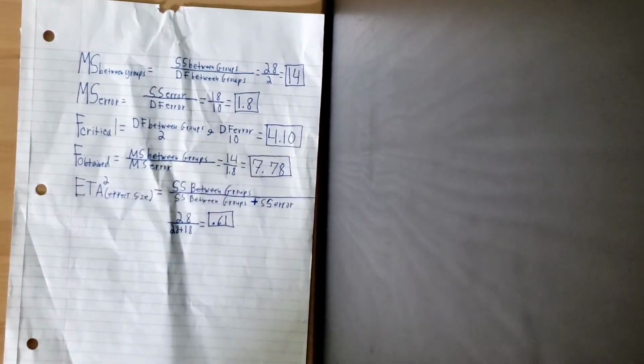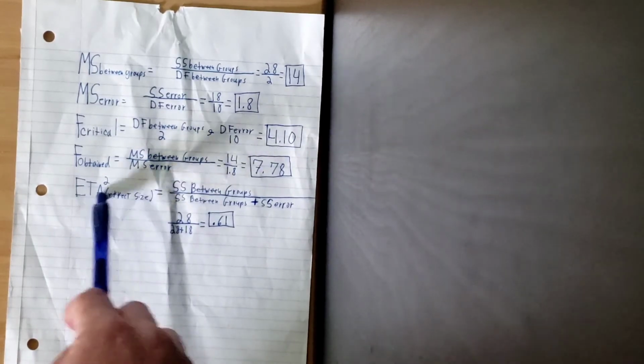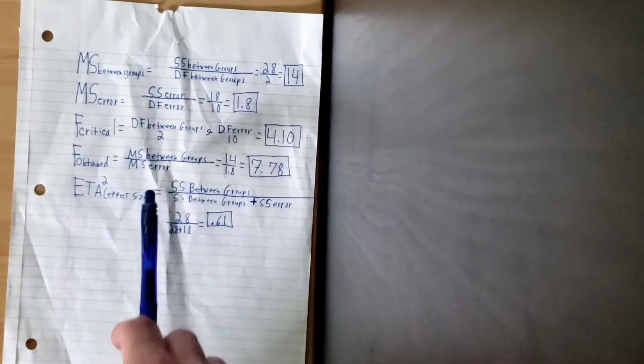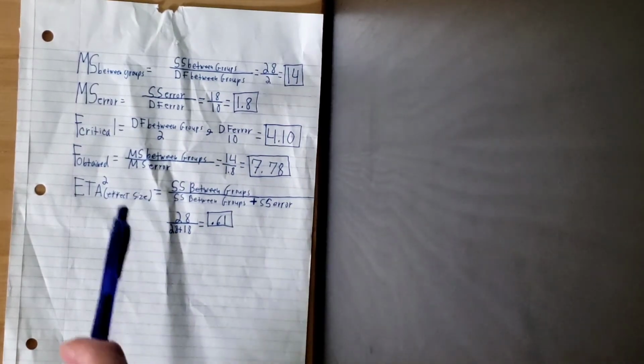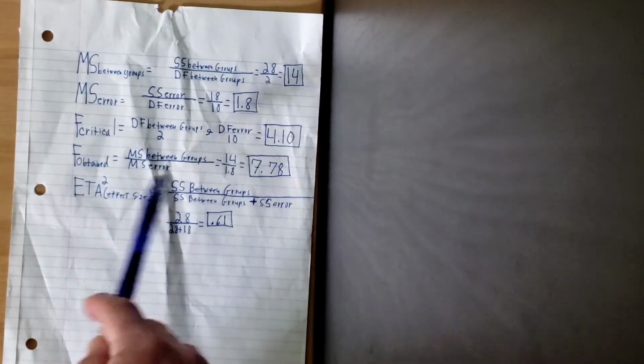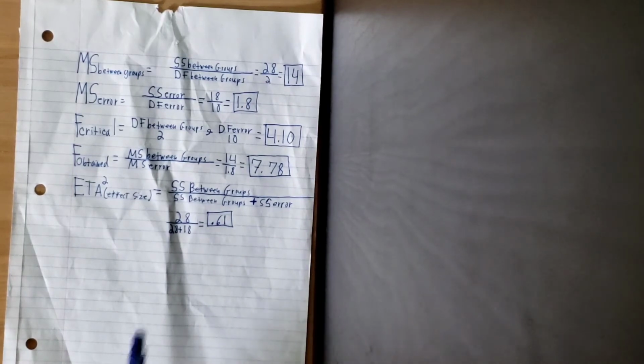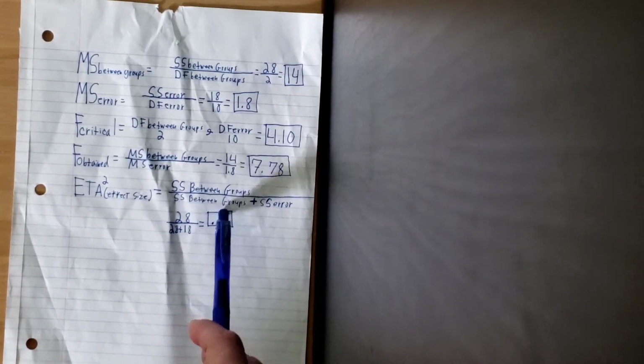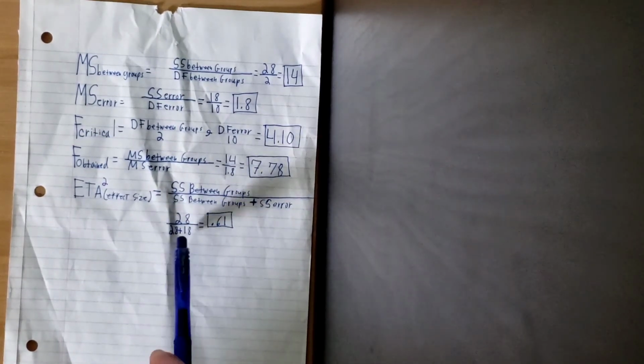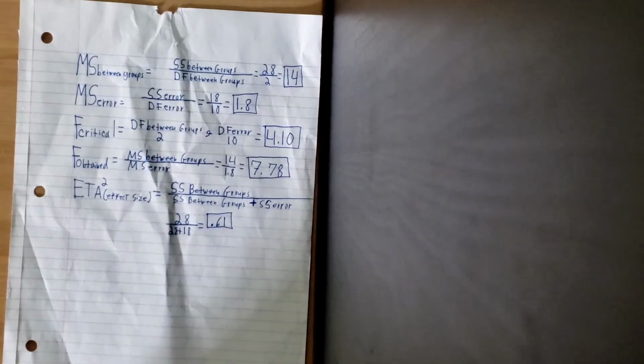Last step is eta squared, which is the effect size. It measures the same thing that R squared measured on t-test. The proportion of variance explained by the treatment effect. And that's SS between groups over SS between groups plus SS error. So 28 over 28 plus 18 equals 0.61.